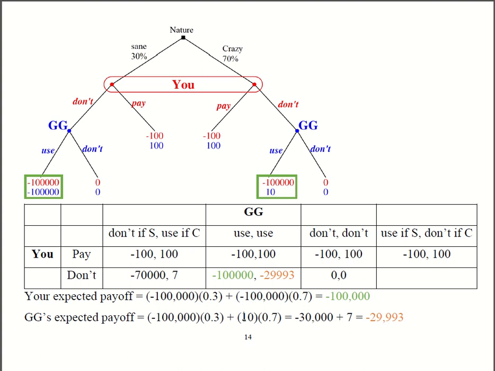That gets combined with the calculation we had earlier, minus 100,000 times 0.3, that works out to minus 30,000. Negative 30,000 with a positive 7 works out to minus 29,993. So that's how I can fill in this number over here in our table.